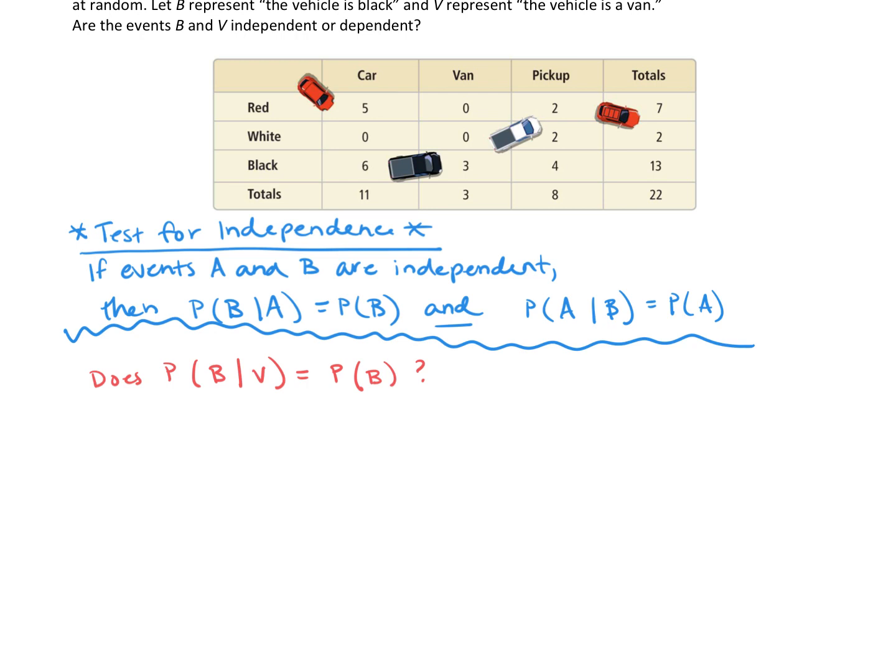So this right here is a conditional probability. We have a formula for that. That's just the probability that the vehicle is black and a van divided by the probability that the vehicle is a van. So let's take a look at our chart up here. How many vehicles are vans and also black? There's 3 of those. Out of how many total vehicles? 22. So we have 3 out of 22. We're going to divide that by the probability of choosing a van. So here's our vans. We have a total of 3 vans out of 22 total.